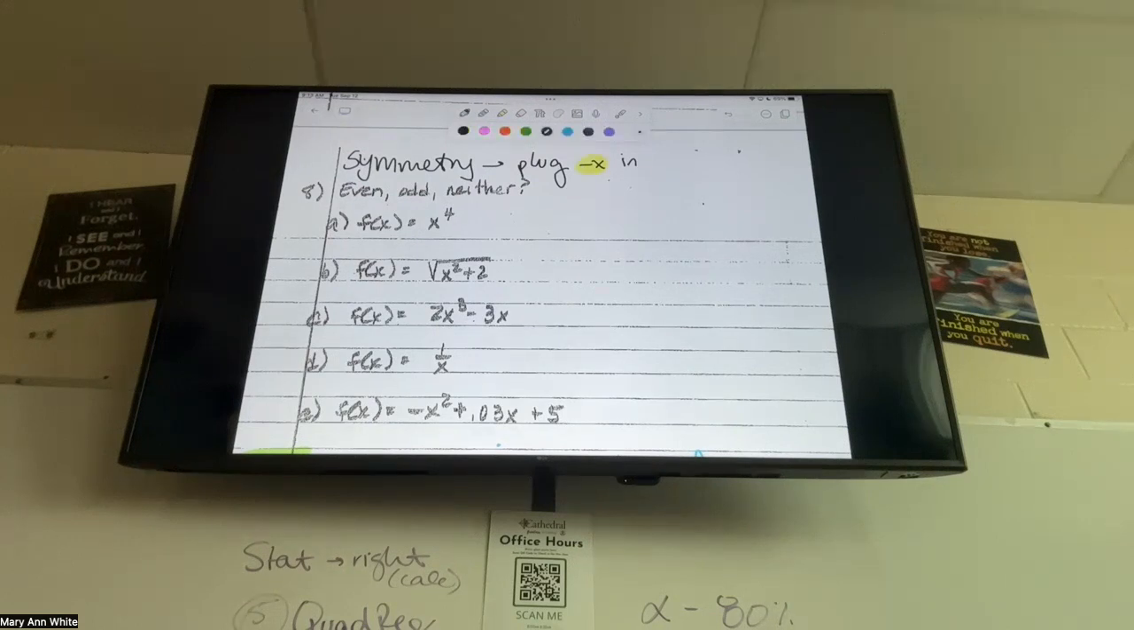So in this first one, I'm going to take negative x to the fourth. When I raise negative x to the fourth, will that end up being positive or negative? Positive, good. When we raise it to an even number, it's going to go positive. So then that just takes me back to x to the fourth. How does that relate to what I started with? Is it the same? Yeah. Good. Was that even or odd? Even, good. So this one has even symmetry.